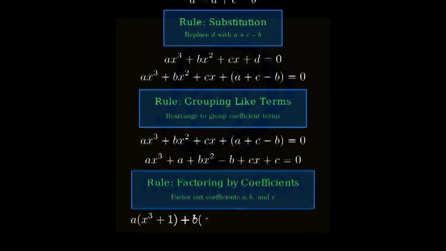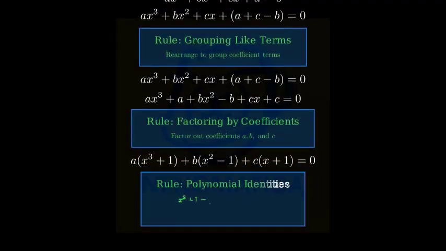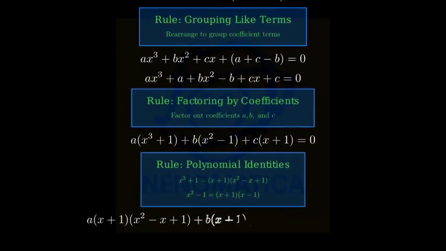This can be factored as a times the quantity x cubed plus 1, plus b times the quantity x squared minus 1, plus c times the quantity x plus 1 equals 0. Now, let's factor the first two terms. We can express x cubed plus 1 as the product of x plus 1 and x squared minus x plus 1. Similarly, x squared minus 1 can be written as the product of x plus 1 and x minus 1.